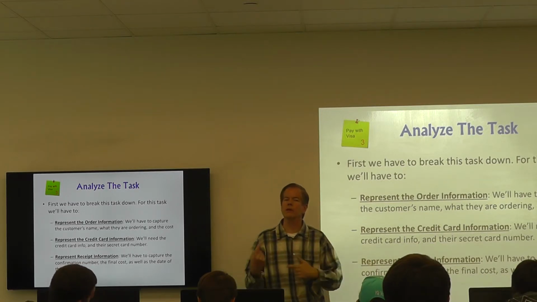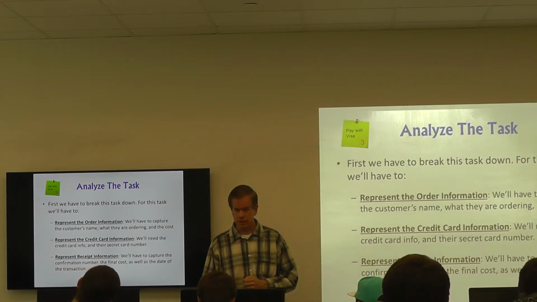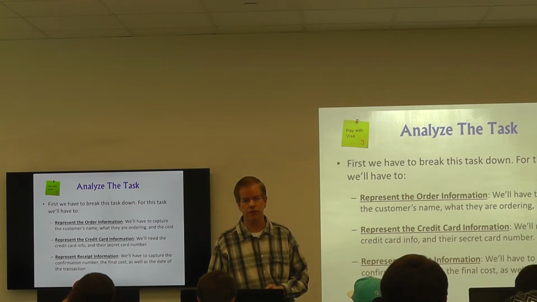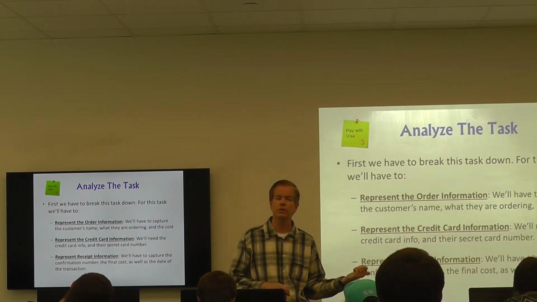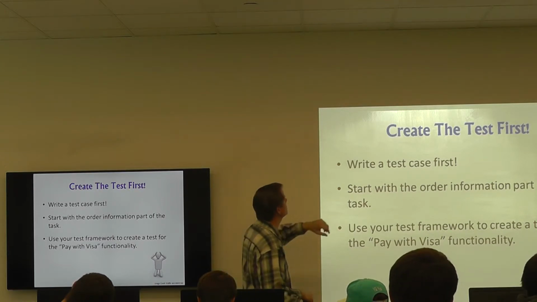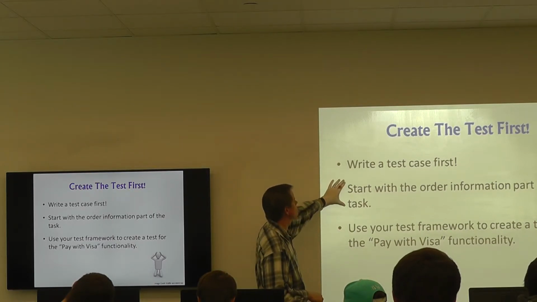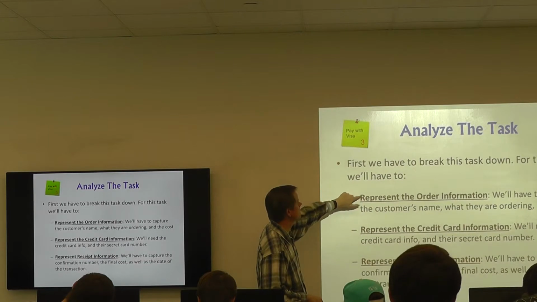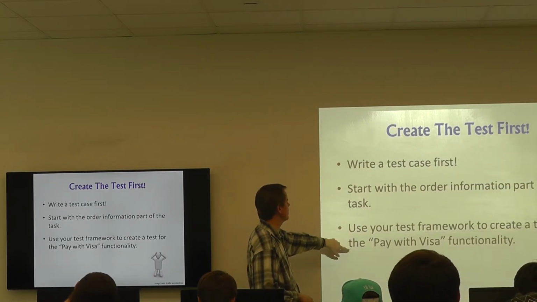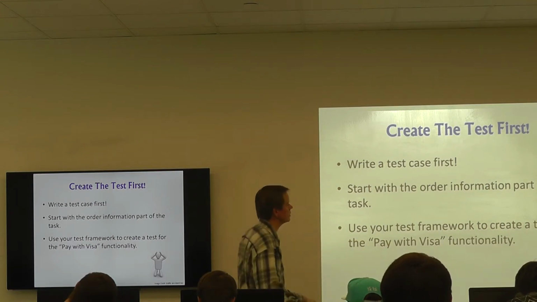Cool, so we're sort of thinking through our design at this point in time. What's interesting is our plan with the design is to apply it to the test case first, and code second. So now we'll create the test case. Okay, so we're going to write the test case first. We'll start with the order information part of the task. Remember, represent the order information. And then we're going to use our test framework to create a test for the pay with Visa functionality.